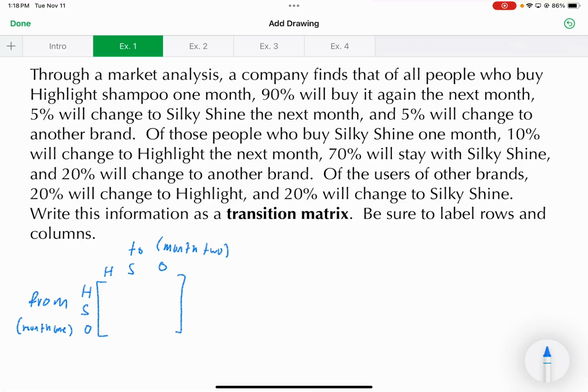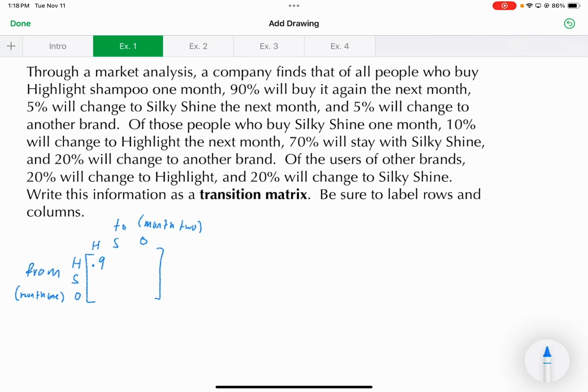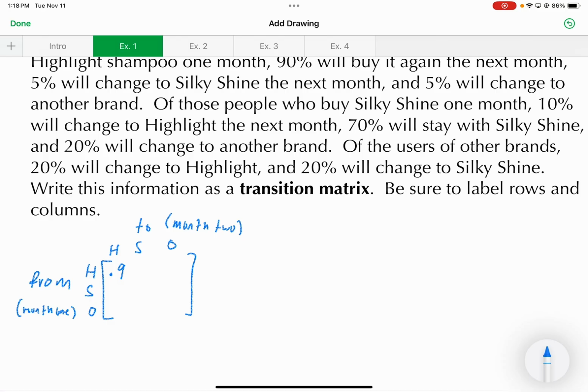All right, of the people who buy Highlight shampoo 1 month, 90% buy it the next month. Where does that go? Top left. They go from Highlight to Highlight, so top left. So I'm going to put 0.9 in the top left, okay? All right, 5% will change to Silky Shine the next month. Where does that go? To the right or to below it? To the right, to the right. So then 0.05, good. Because we're going from Highlight to Silky Shine. And then 5% change to another brand. That's going to be another entry in our first row, correct? So then 0.05 there. All right, cool.